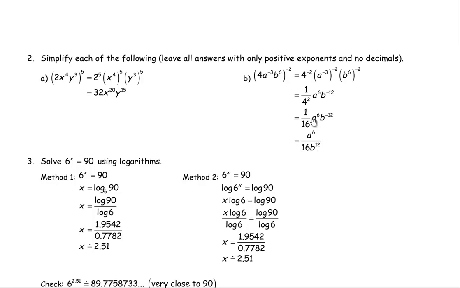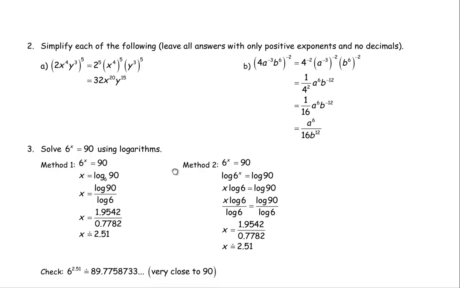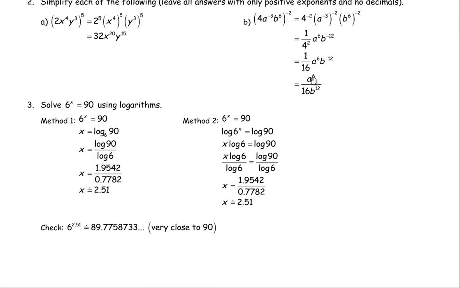In the numerator, all we have left is the a to the 6, because basically it's this 1 times a to the 6. If you think of the b to the negative 12, it actually is 1 over b to the 12, but again there's a 1 on top that you're multiplying by a to the 6, so it's still a to the 6. And the 16 is in the denominator, and so is the b to the 12th. So now we have all positive exponents, no decimals, so we're done there.